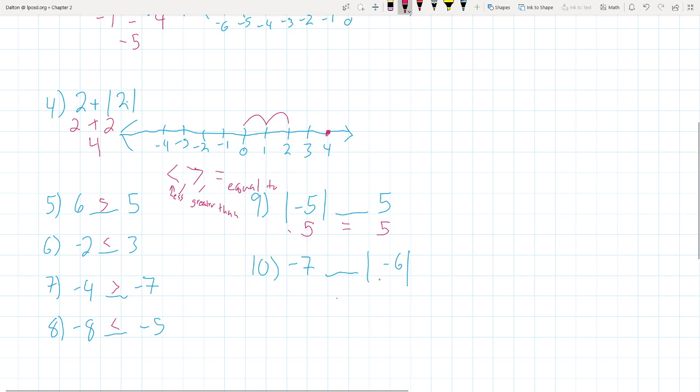Number 10, again, we have this absolute value, so we want to get this absolute value out. Negative 7 blank the absolute value of negative 6. Negative 6 is 6 away from 0. So negative 7 blank 6. Negative 7 is less than 6. And that's your warm-up.